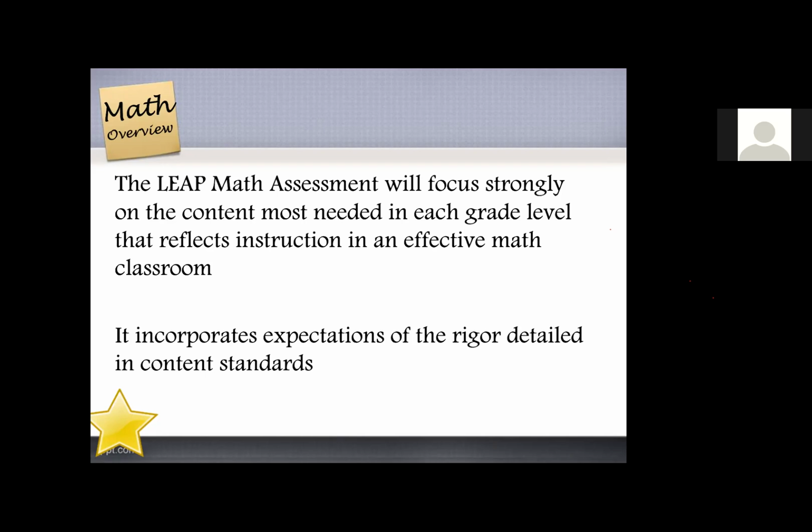So the LEAP math assessment is focusing on those standards and strategies that they've been taught this year. Now, our teachers did a really good job of back teaching standards and strategies that they missed from the previous year. A lot of fourth and fifth grade standards intertwine with one another, and they are required to reteach anyway, so that's helped out a lot as well.